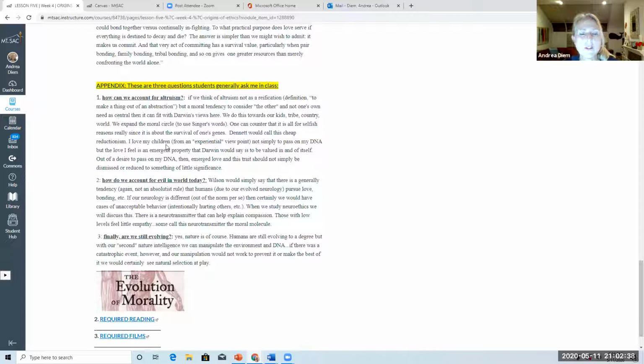Out of that emerges a property called love that should not be reduced or dismissed as something of little significance. So it's really a challenge to those who say that all morality is just about carrying on your DNA and your gene pool, disregarding feelings of love and so forth. That would be a mistake. These are to be valued in and of themselves, and out of that emerge these traits that are of great significance.